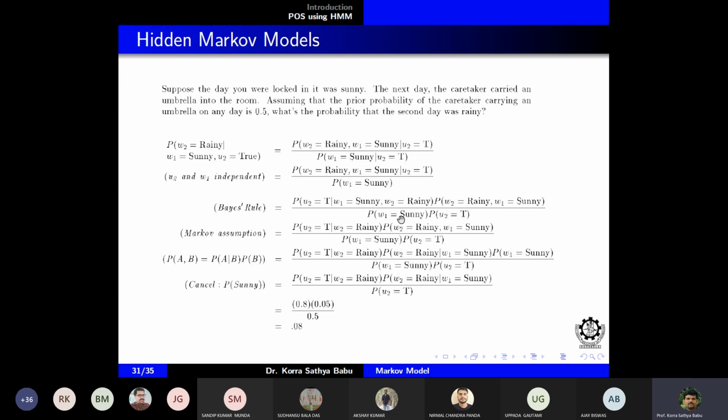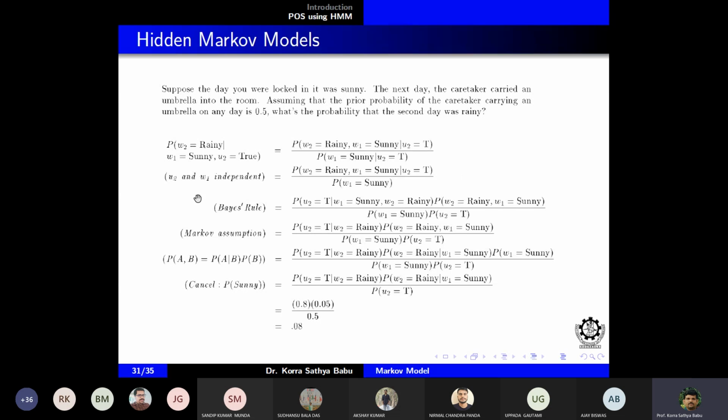So here the problem is completely given. Probability of W2 equal to rainy given W1 is equal to sunny, meaning the first day was sunny and the second day is rainy, right? You are interested in finding the probability on the second day, and U2 is equal to true. So that would be the probability of W2 equal to rainy and W1 equal to sunny given U2 is equal to true, using Bayes rule, the same thing that we have seen earlier, divided by the probability of W1 equal to sunny given U2 is equal to true.